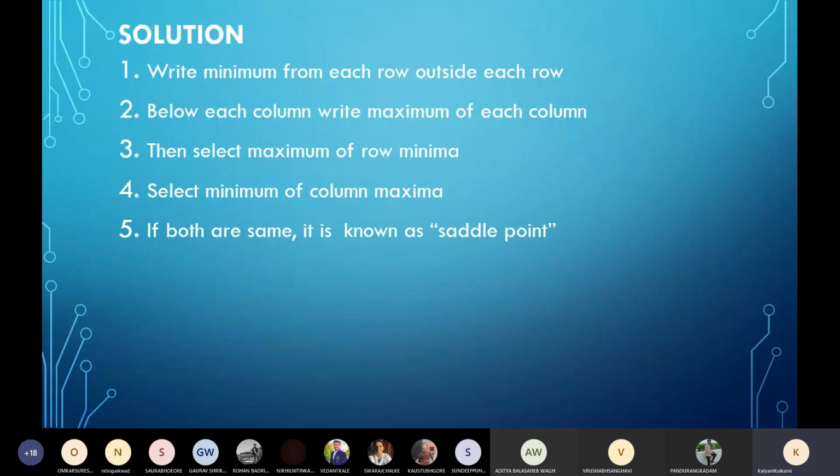If both are the same, both signify the same element of your matrix, the same cell of your matrix, then that is your saddle point, and that element gives you the value of your game. Okay, it is this simple. So this is the procedure that we had seen.